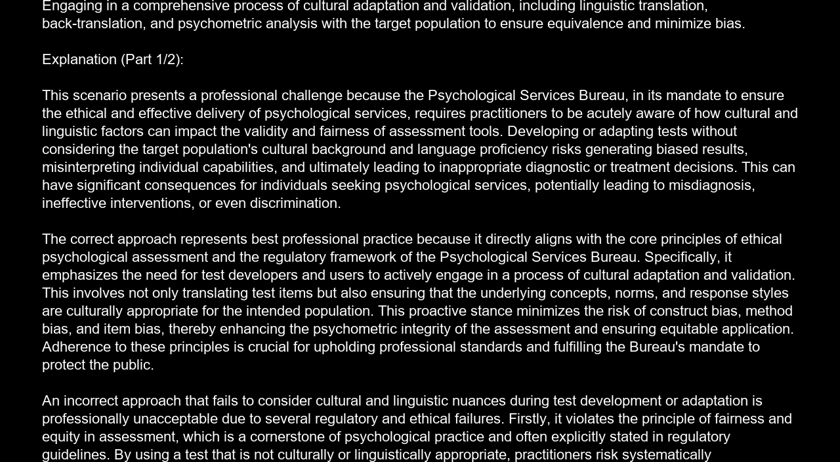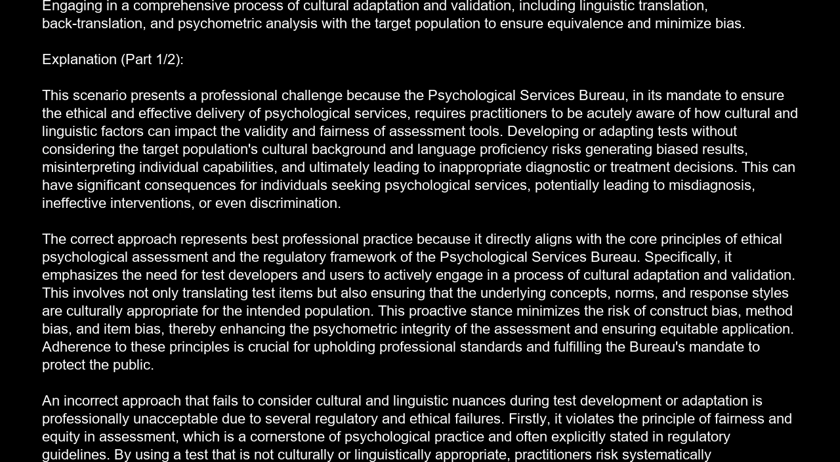Explanation. This scenario presents a professional challenge because the Psychological Services Bureau, in its mandate to ensure the ethical and effective delivery of psychological services, requires practitioners to be acutely aware of how cultural and linguistic factors can impact the validity and fairness of assessment tools.